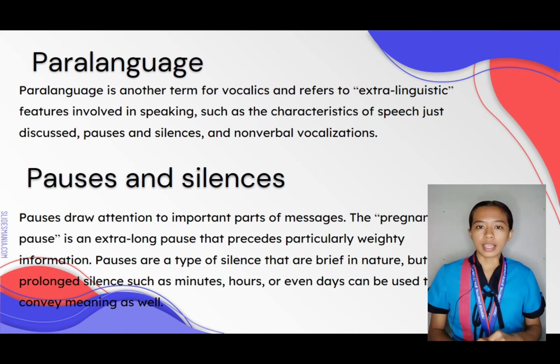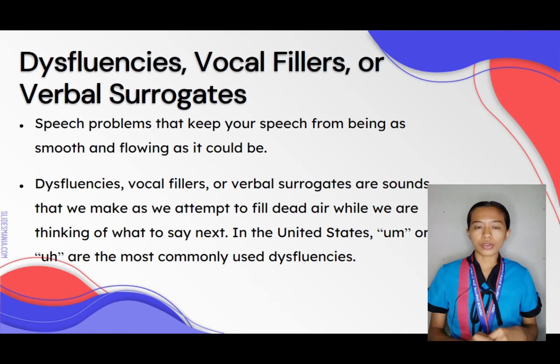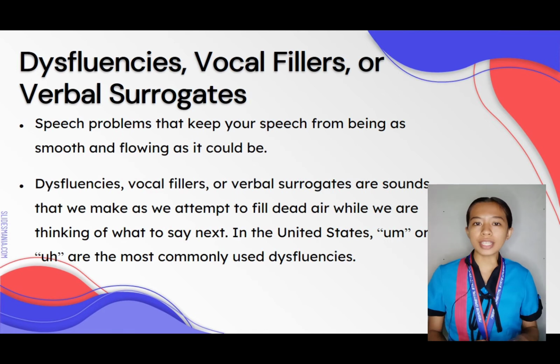Consider a conversation in which the other person does not respond to you. What meaning is conveyed? Is the individual thinking? Is the individual hurt, angry, or too shocked to speak? Myriad meanings of silence help emphasize the significance of silence and that it is as impactful as verbal communication, if not more so. And the third one is disfluencies, which are speech problems that keep your speech from being as smooth and flowing as it could be. Vocal fillers or verbal surrogates.